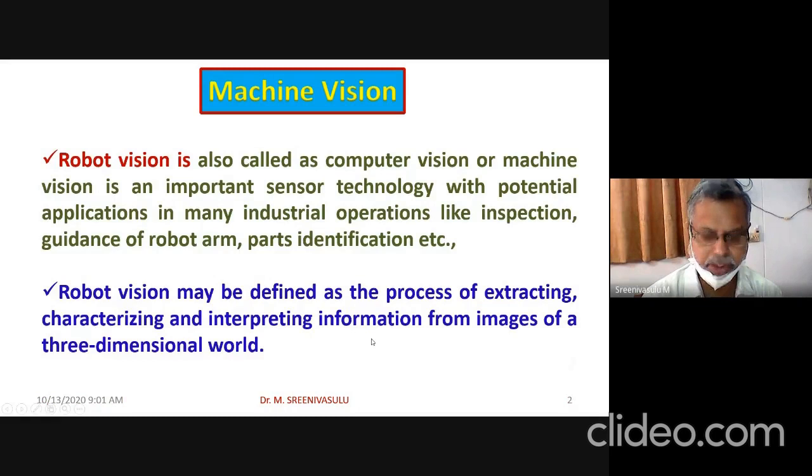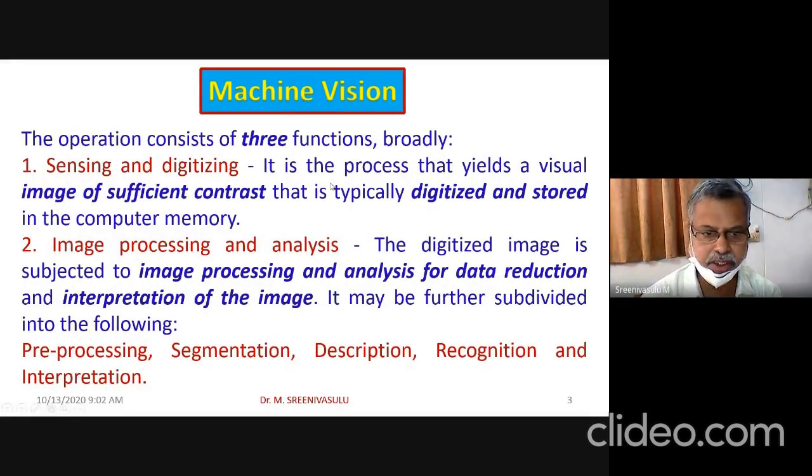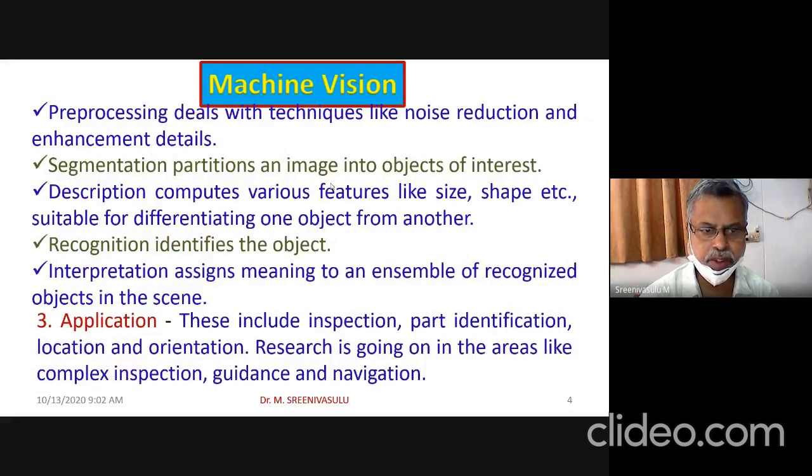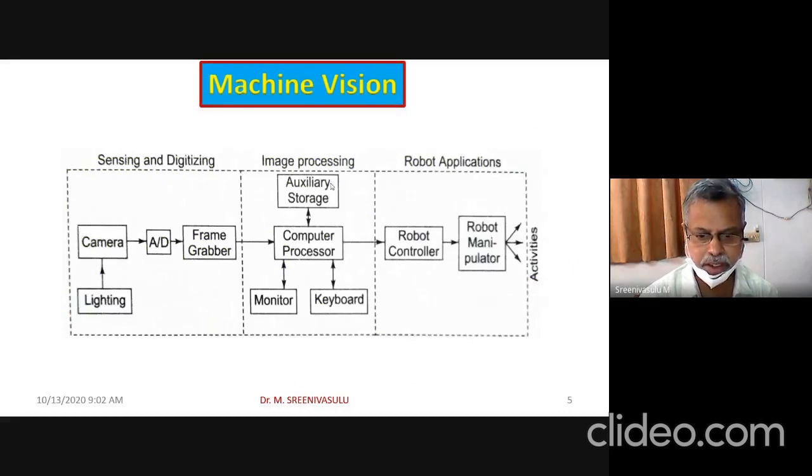Robo vision is also called computer vision or machine vision. It is an important sensor technology. Basically, its definition is that it tries to extract, characterize, and interpret information from the images of a three-dimensional world. Altogether, there are three functions: sensing and digitizing, image processing and analysis, and applications. In image processing, you have pre-processing, segmentation, description, recognition, and interpretation.